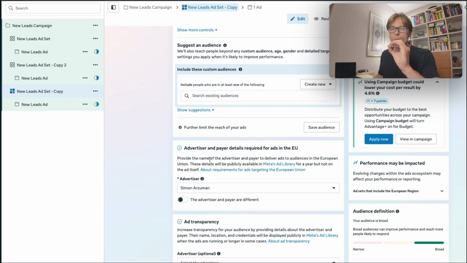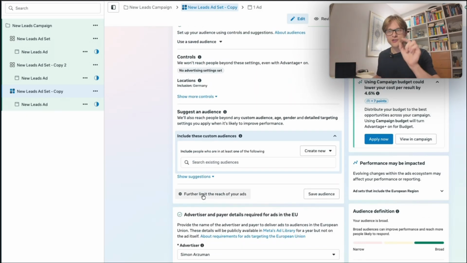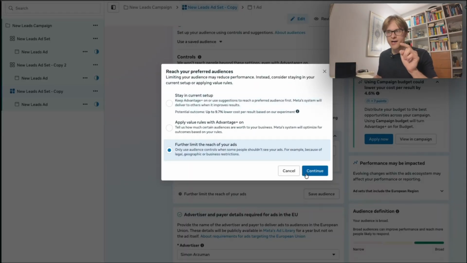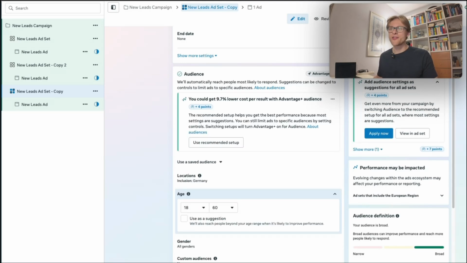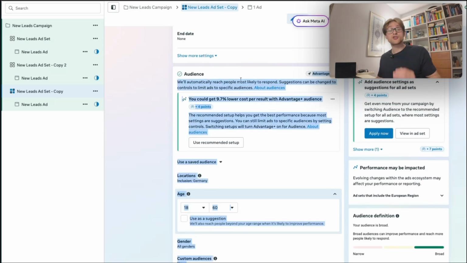And a very important thing, when you do audience settings, I want you to just understand this: go and further limit the reach of my ads, turn users as suggestion off, and then you have Advantage Plus off. This is going to be so crucial because Advantage Plus means Meta is just going to unnecessarily spend money on stuff that you don't want. If I want to target the US, I want to target the US, and I don't want to target India.